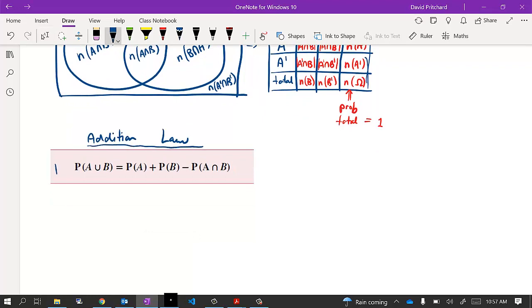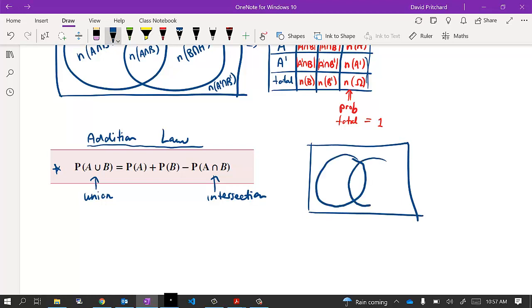The addition law is this, and the idea is that we can find a law that relates the union and the intersection. Now, if I draw a Venn diagram, it should be nice and easy to understand. If we're trying to calculate that union just using our numbers or our probabilities, let's do it with numbers first. So let's say this is number in A, this is number in B. This is our intersection, number of A and B, and the whole thing together is our number of A or B.